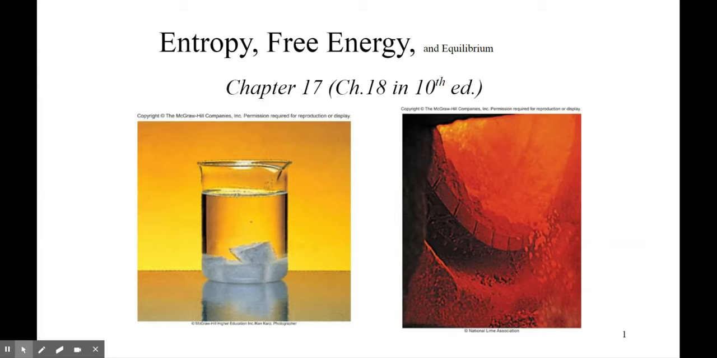Anyway, this chapter is going to help us figure out whether a reaction actually happens or not. We'll use the words spontaneous and non-spontaneous quite a bit. So let me mention that this is technically chapter 17, but only if you have the 13th, 14th, or 15th edition. If you have the copy I gave you, that was the 10th edition, it's chapter 18. So that's why it might look different or why you might see different numbers.